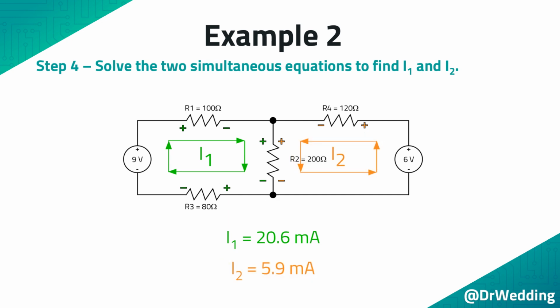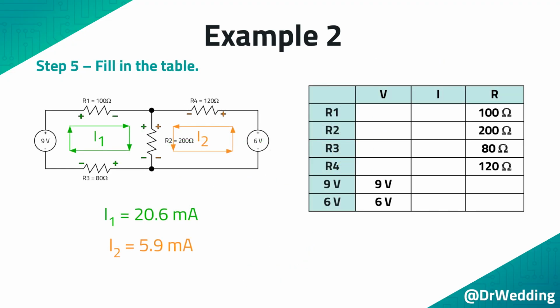Keep in mind, now that the current has reversed direction, so have the plus and minus signs across the resistors. This is the circuit that you use in Step 5. Step 5. Fill in the table.